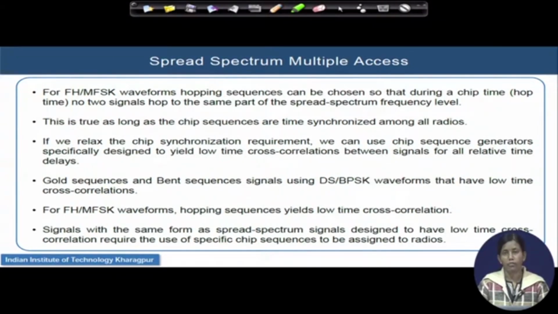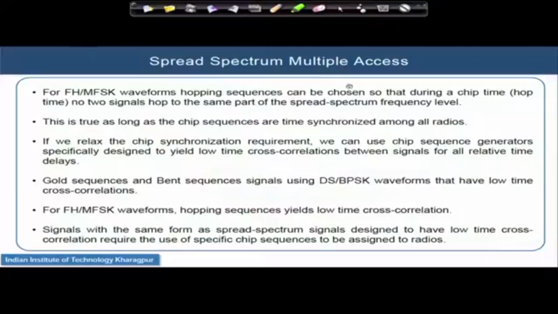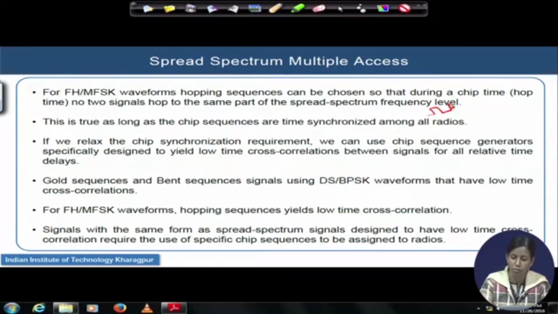We have heard about frequency hopping MFSK systems and frequency hopping MFSK waveforms. Their hopping sequences we can choose such that during a chip time or a hop time, no two signals hop over the same hop duration. If that can be ensured, then you can provide protection against multiple access interference. Suppose you have designed two signals such that the hopping pattern of the first signal is different from the hopping sequence of the next one, and within a hopping duration, two such hopped signals never coincide or overlap with each other. Then you can definitely avoid interference between such two users.